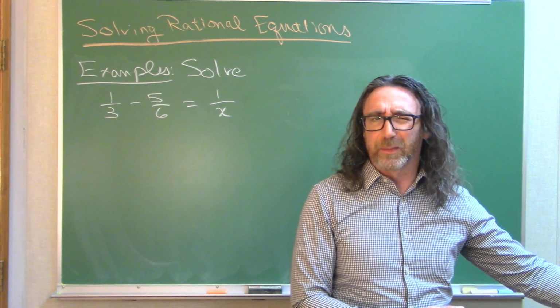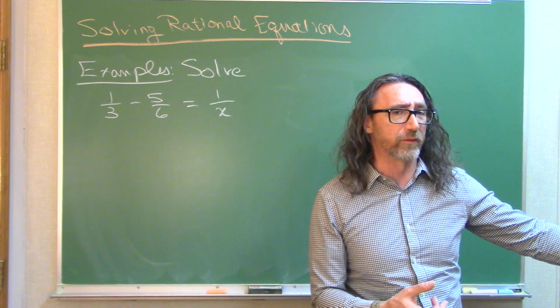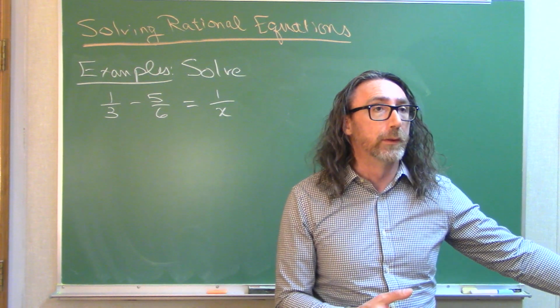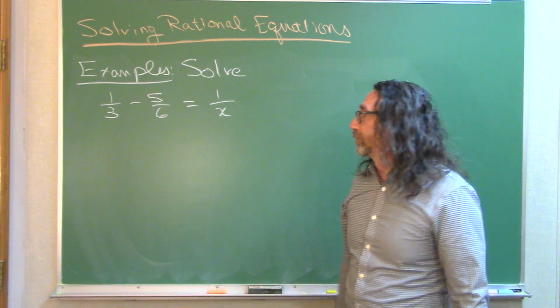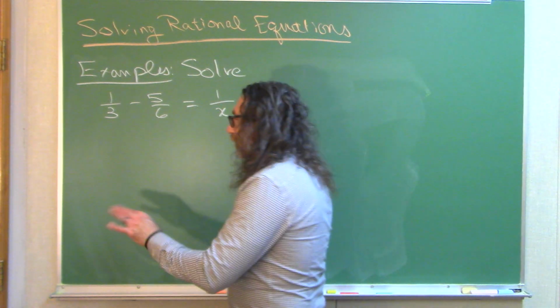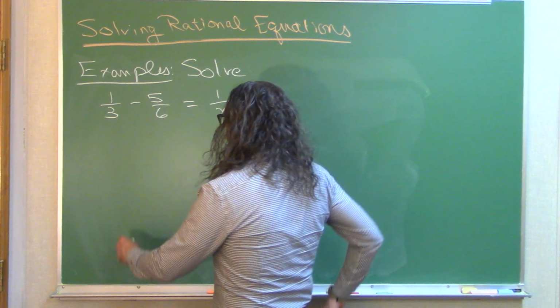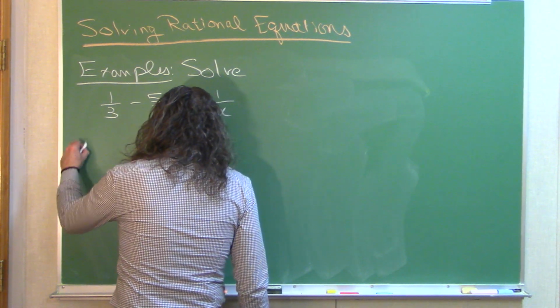That previous example, I could have just done the arithmetic with fractions. I didn't really need to use clearing denominators to solve it. But here, there's really no other way to do it. Well, I guess there is, but it's going to be easier if we clear denominators.